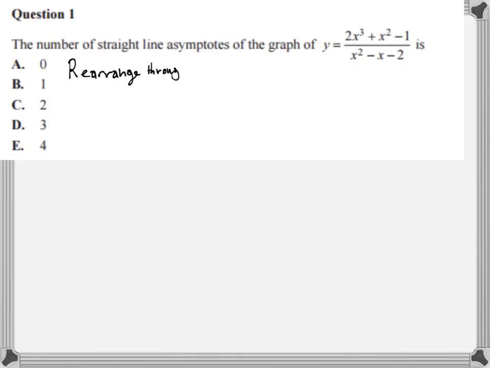All right, so the number of straight line asymptotes of this graph now are a rational function. Now, this is not a pretty graph to work with. I've got a cubic over a quadratic, not good. So let's rearrange this through division, okay? So that's the first thing we're going to do. Let's do long division of polynomials.